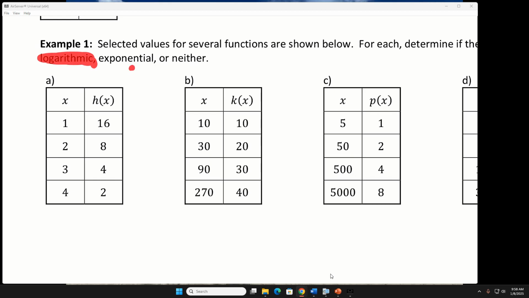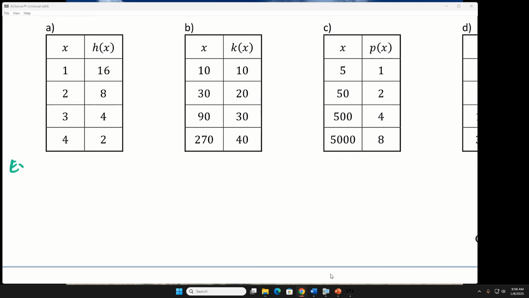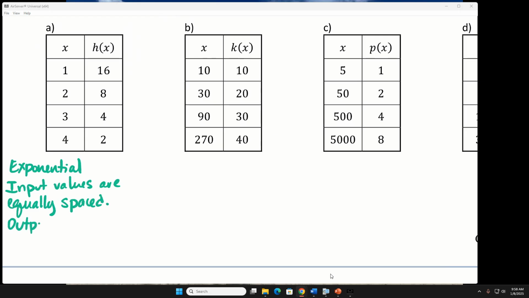So it's either going to be exponential or neither. For it to be exponential, the output needs to be multiplied by the same thing each time. Is that what's happening? Yes. Multiplying by 1/2. So this one is exponential. And we're not going to write a ton. We're probably going to write more than you want to, but that's okay. The reason is the input values are equally spaced, and the output values are changing proportionally.